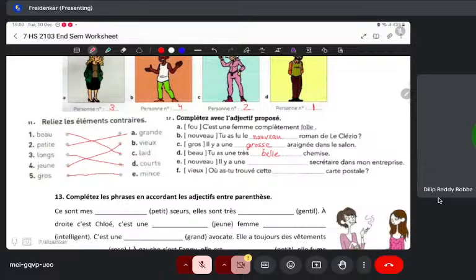Okay, again nouveau came. Nouveau came again. But secretary is masculine, feminine, we wouldn't know. So now you have to depend on your hint. So here is the hint. There is a secretary in my enterprise, company, whatever. So une is there, so it has to be female, right? Female form of nouveau is nouvelle. Nouvelle.